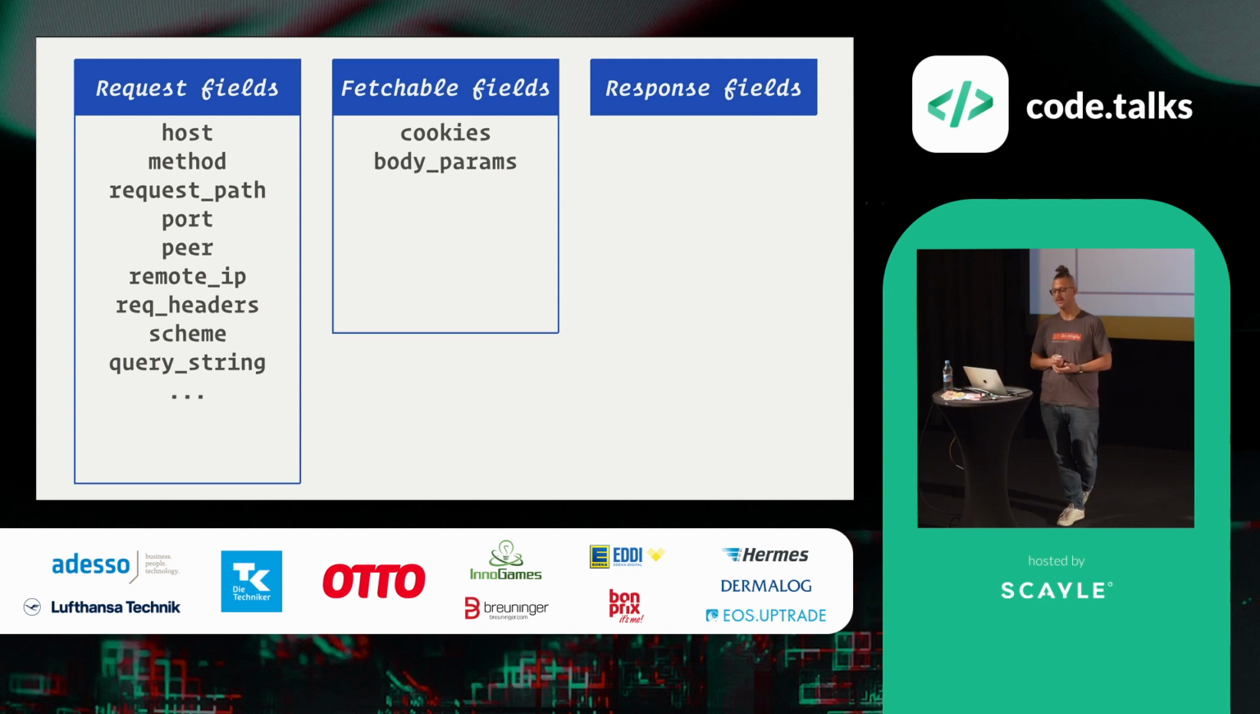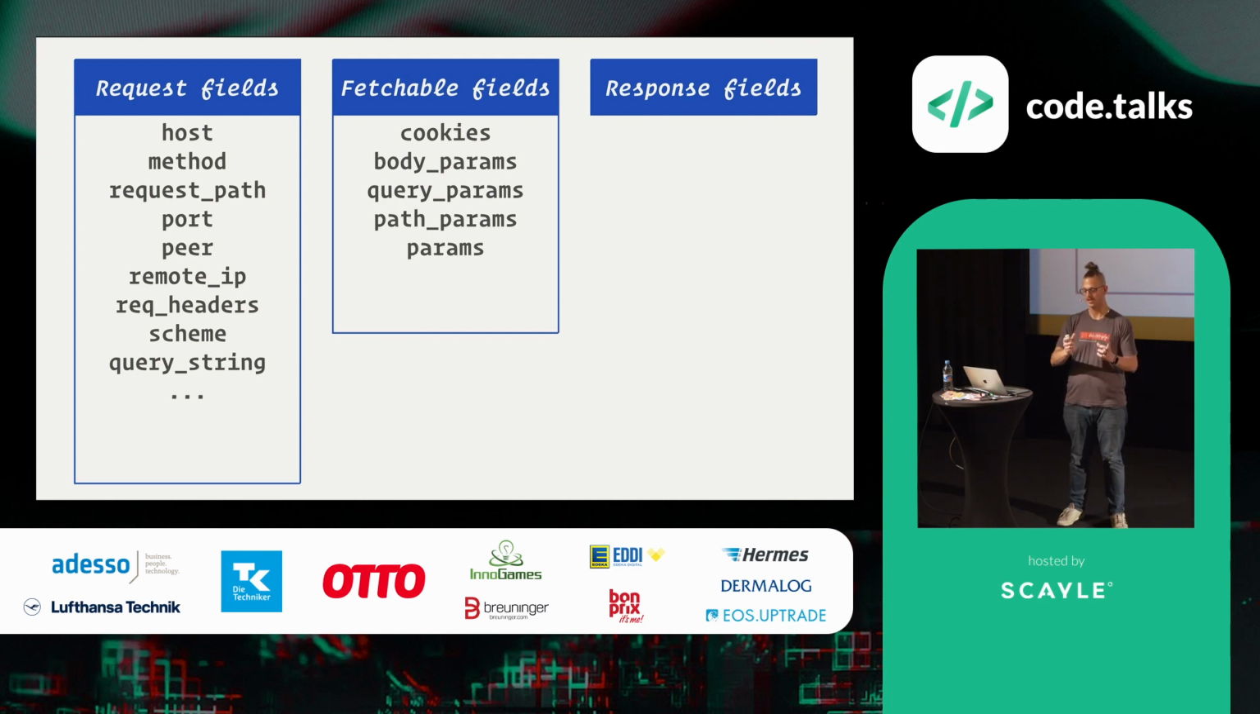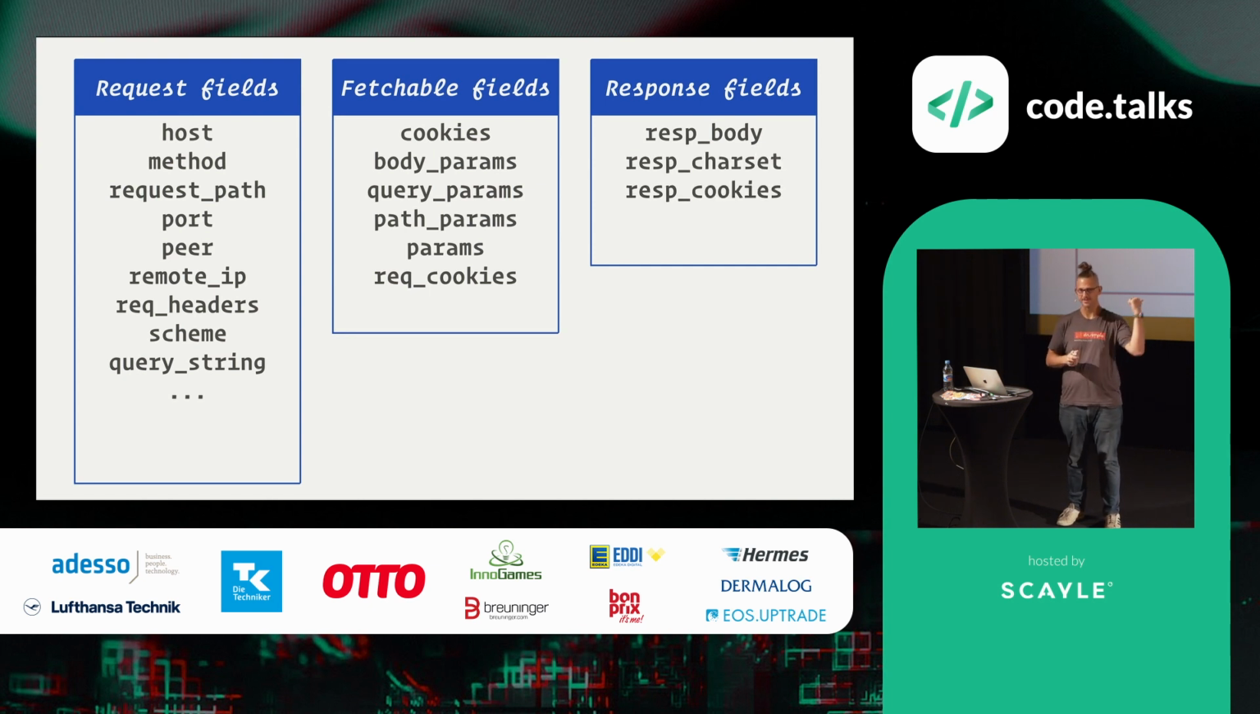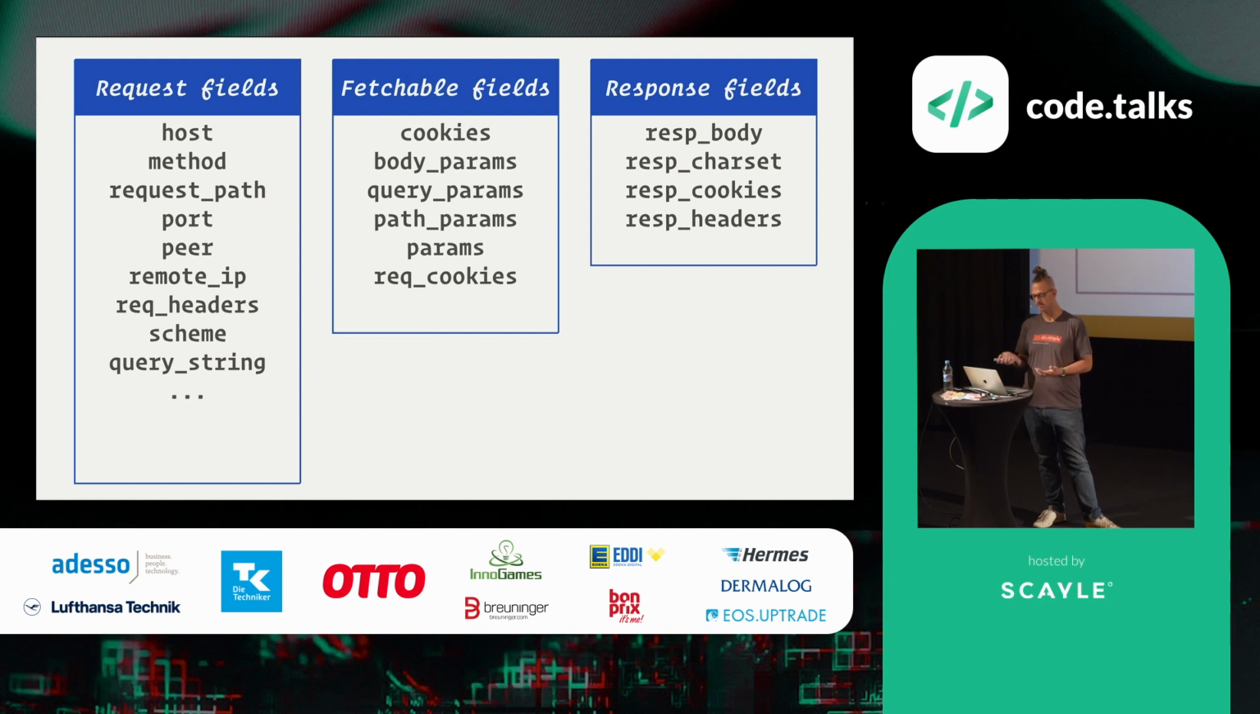First it's cookies, then we have a set of various request params, and then the params combined. And then we also have request cookies. This is meant to be just the cookies from the request. Then the cookies is basically everything that we already have set in other middlewares, plus the request cookies. And you will see that there's another cookie thing coming up in a bit, because there's also response fields, and there's a response body, and the response charset, and the response cookies. So here you see how cookies is basically constructed. The response cookies are the cookies we are setting in the HTTP response. And there's response headers as well.